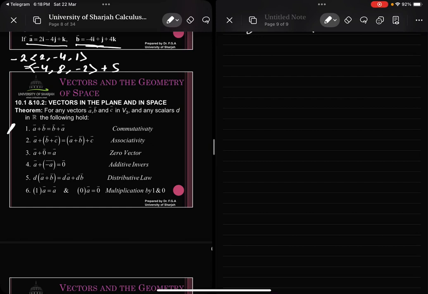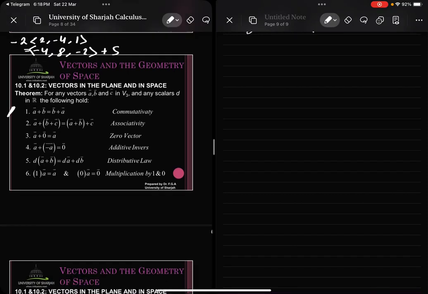Okay, this is part 2 from 10.1 and 10.2, vectors in the plane and in space. Theorem: for any vectors A, B, and C in V3 and any scalar D in R, the following hold.